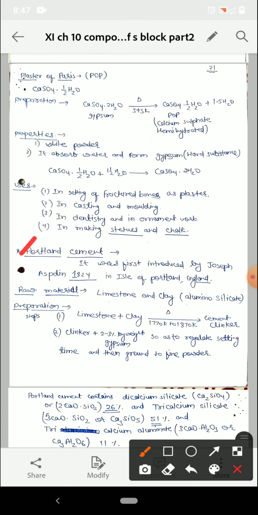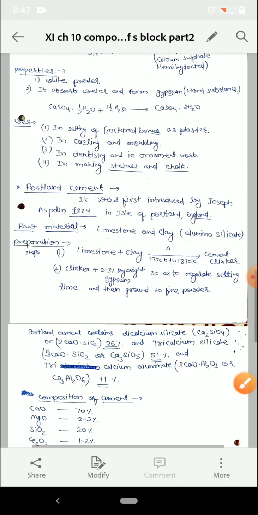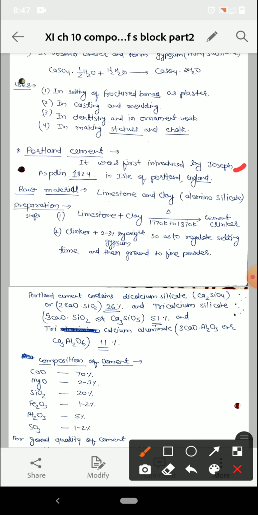Next one is Portland cement, and it is very important. It was first introduced by Joseph Aspdin in 1824 in Isle of Portland, so that's why it is called Portland cement. Raw material is what? Limestone and clay, which is called aluminosilicate. Preparation: firstly, limestone plus clay को mix करेंगे और heat करेंगे this mixture को at 1770 to 1870 Kelvin, so cement clinker is formed.